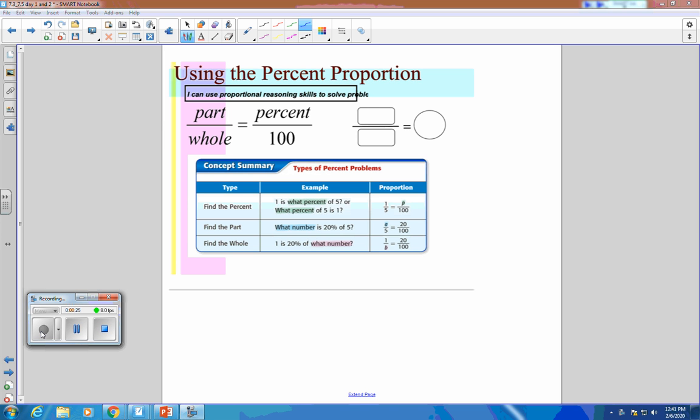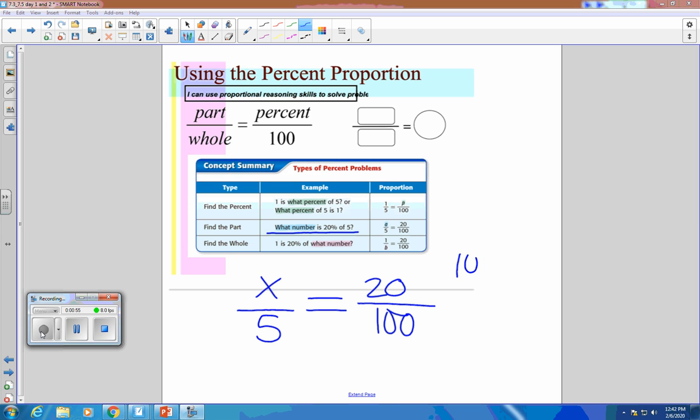So another example here, it says what number is 20% of 5? Okay, so we know that we have 20%, so we're going to set that equal to 20 over 100. We're trying to figure out what number, that's going to be our part, is 20% of 5. We know 5 is our whole because we're taking 20% of that to find the part. From there, we cross multiply. 5 times 20 is 100, and x times 100 is 100x. Divide both by 100, and we get x equals 1.